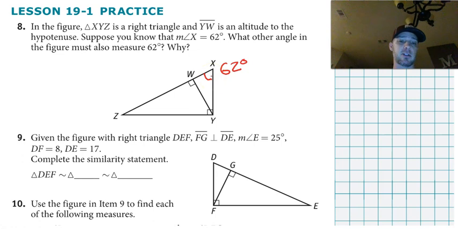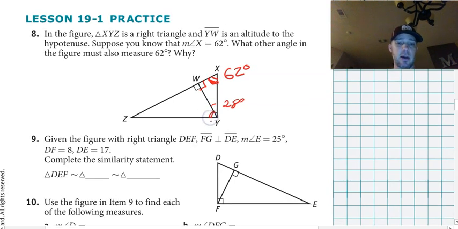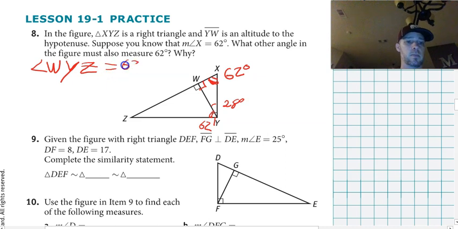If I start with the smallest triangle, I do know that I have 90. I have this 62 degree angle, and a triangle has to add up to 180. So 180 minus 90 minus 62 gives me this is 28. And then these have to be complementary here. They have to add up to 90 at that right angle at Y. So 90 minus 28 is 62. So this angle here now has to be 62 as well. So we could say angle WYZ has to be 62 degrees.